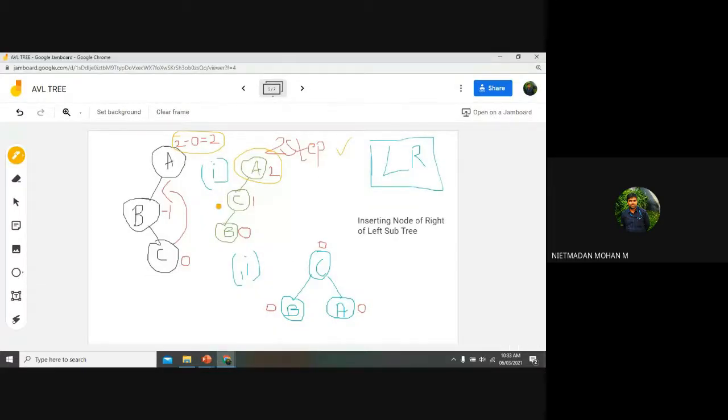So this is my two-step process. The process will consist of two steps for LR rotation. First we want to make this adjacent side, and after that we want to apply the LL rotation. So this is the two-step.